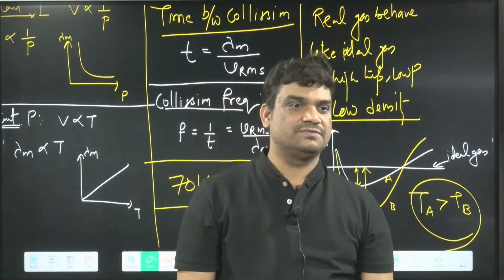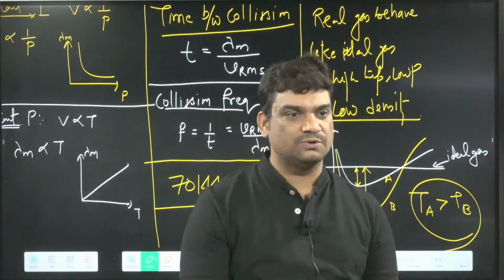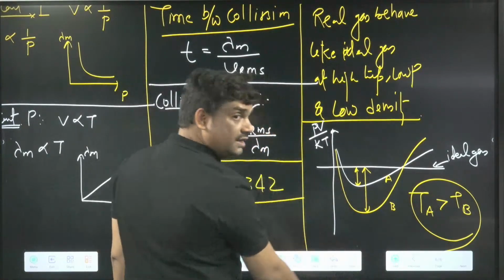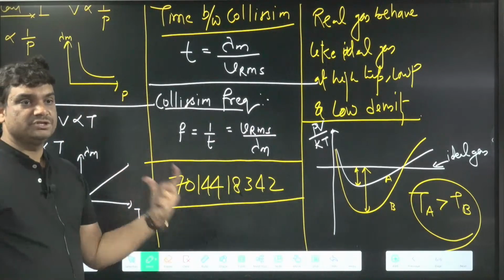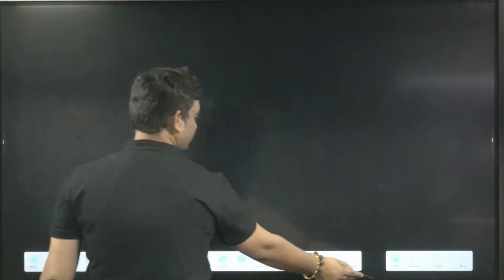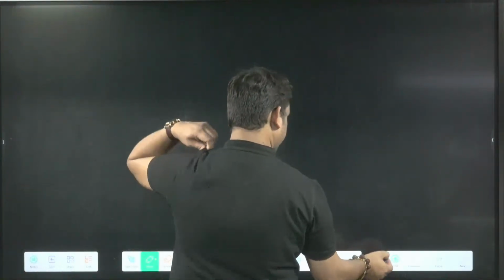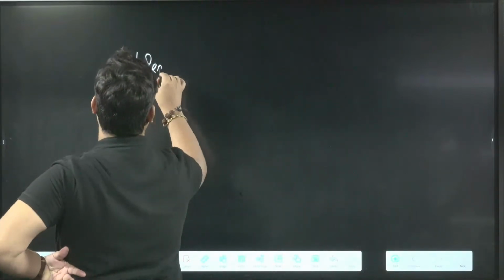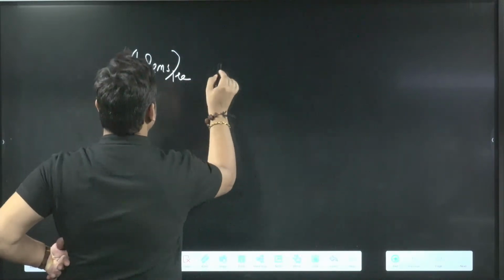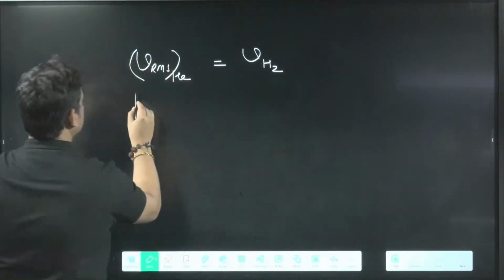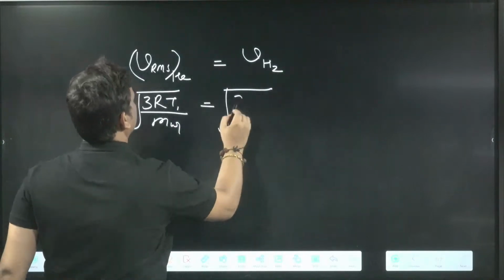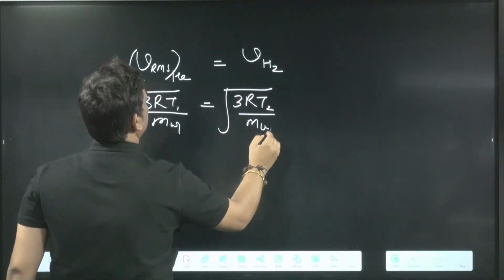Yes. Temperature at which the RMS velocity of a molecule of helium is equal to the RMS velocity of hydrogen. This is the question someone has sent me. So we can say V RMS of helium equals V RMS of H2. So root of 3R T1 by MW1 equals root of 3R T2 by MW2. This concept was told to you.